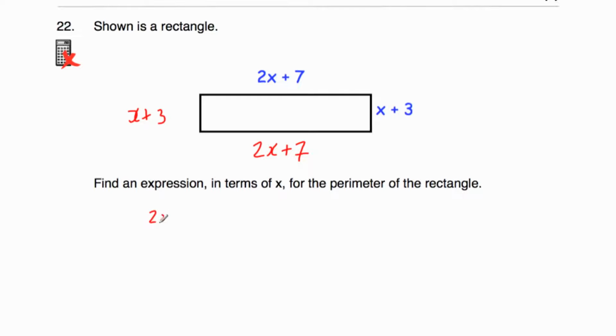So it's going to be 2x plus 7 plus x plus 3 plus 2x plus 7 plus x plus 3. And then whenever we add that up, we get 2x plus x is 3x. And then plus 2x would be 5x, plus x would be 6x, so 6x. And then in terms of the numbers, we've got 7 plus 3 plus 7 plus 3. So 7 plus 3 is 10, plus 7 is 17, plus 3 is 20. So the answer would be 6x plus 20.